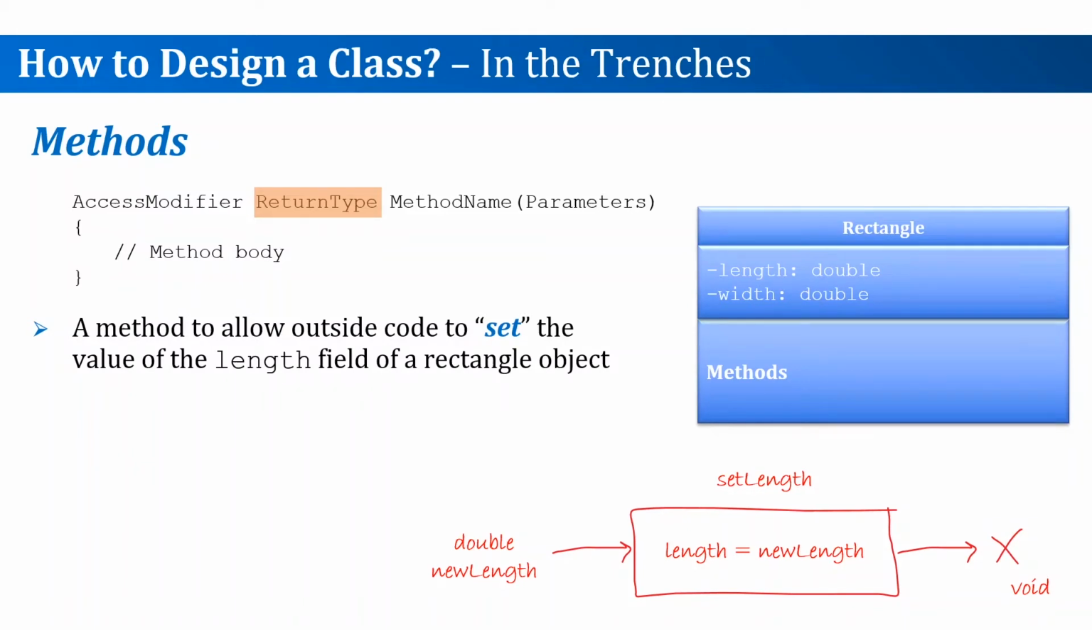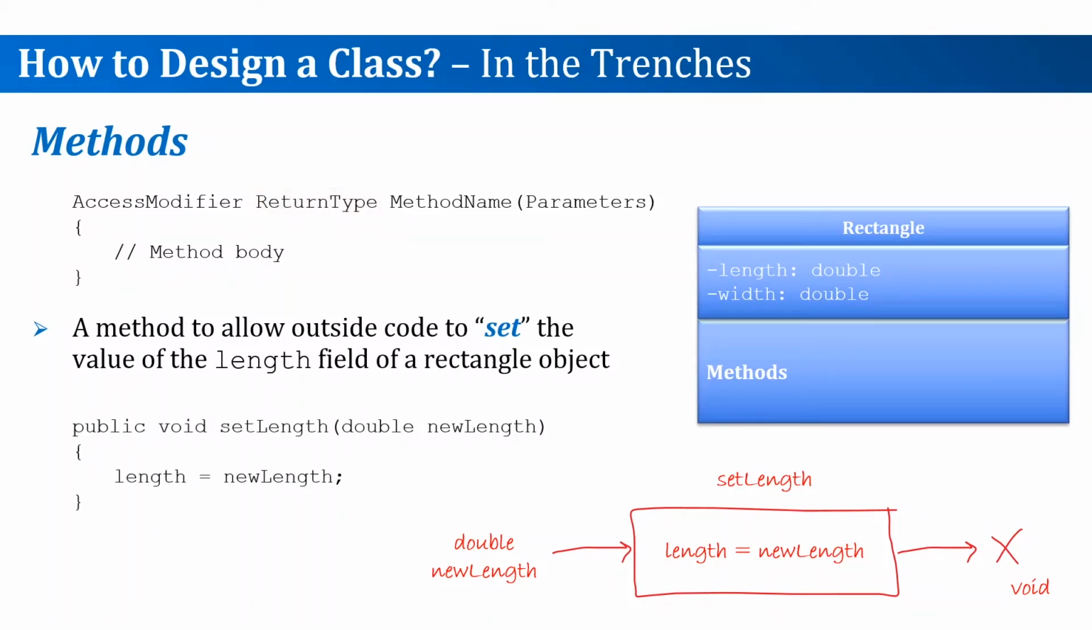Alright, so let's translate this into Java code. Our method is public, it returns nothing, so we use void, and it's called SetLength, and it takes a parameter of type double called newLength as an input. Inside the method, all it does is that it assigns the new length input to the length field. In UML, this is written as a plus sign for public access modifier, setLength, the name of the method, parentheses that contains the input parameter followed by a colon, and then the data type.